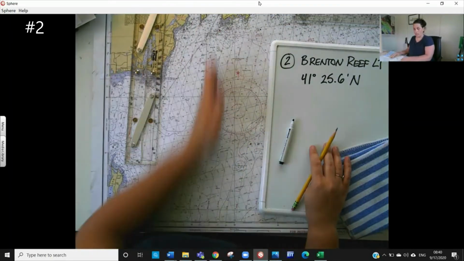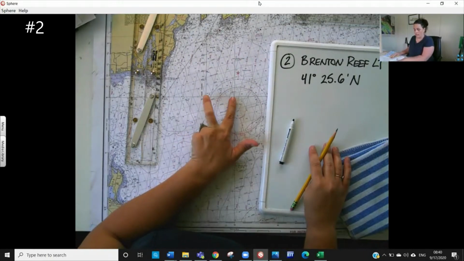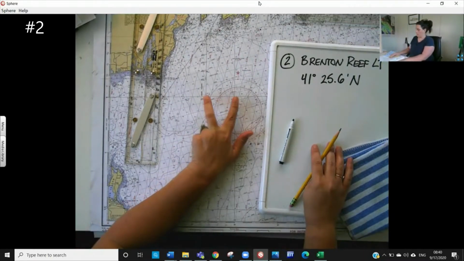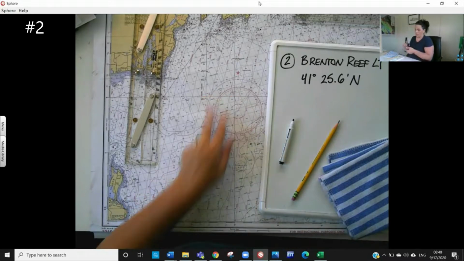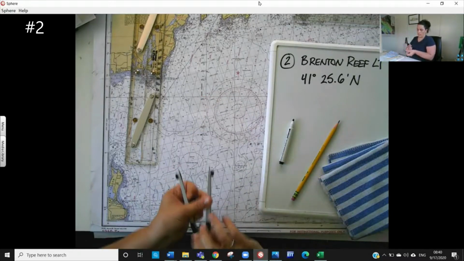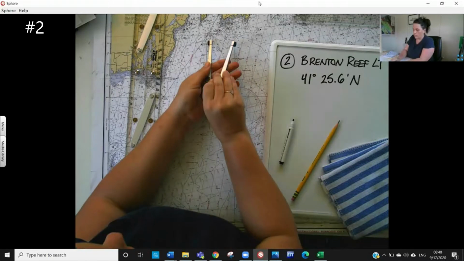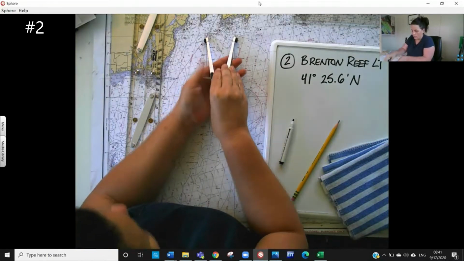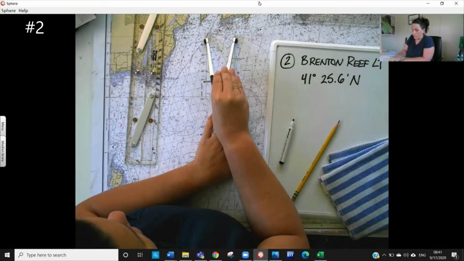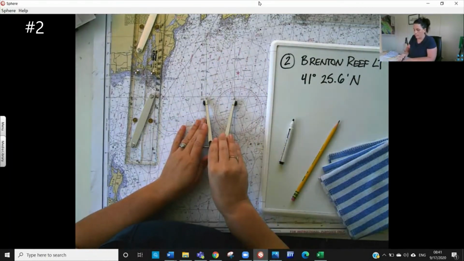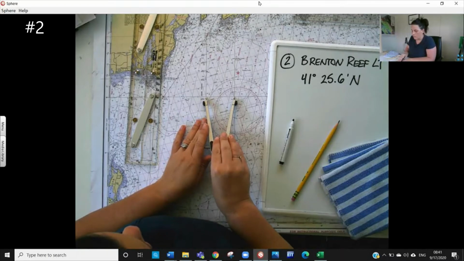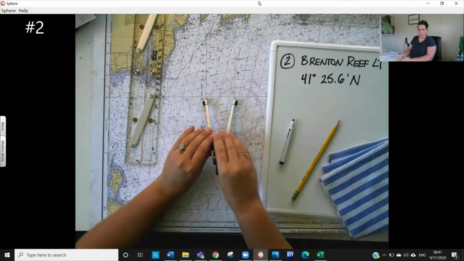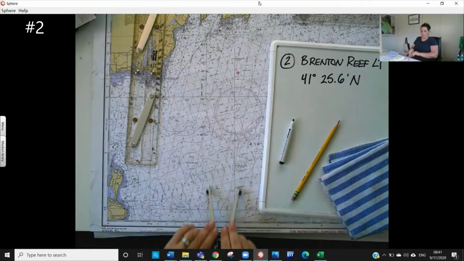So now I have a longitude line that crosses a latitude line. So I can measure that distance from our longitude line to the light is the same. A little bit easier to read right here, so that's where I'm going to measure it. And then I just bring it on down all the way to the bottom here.